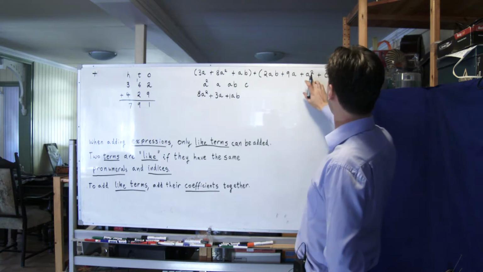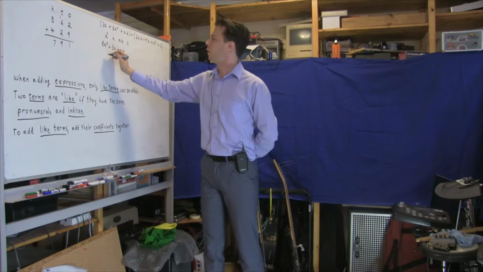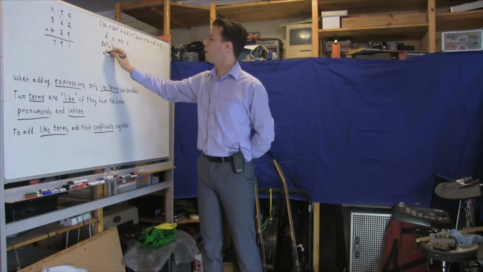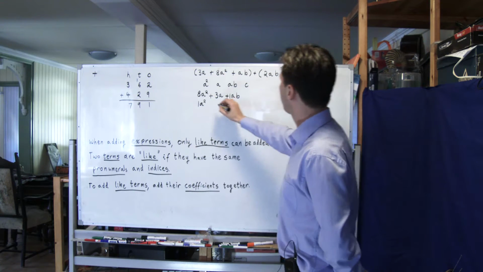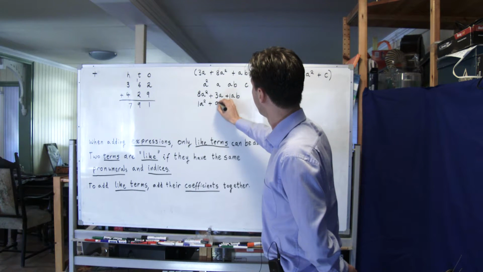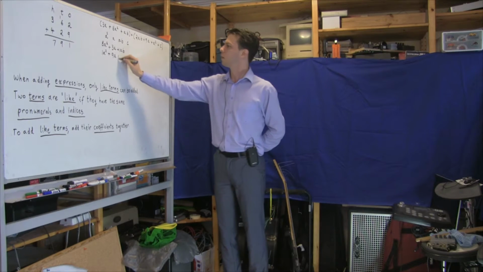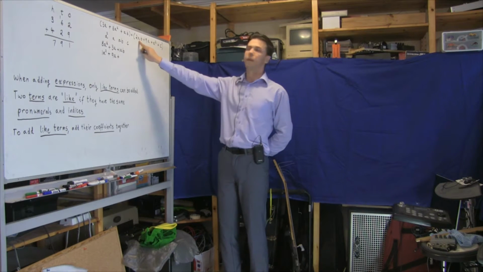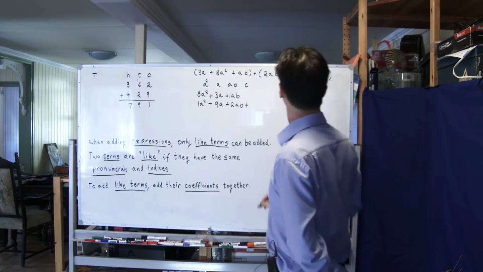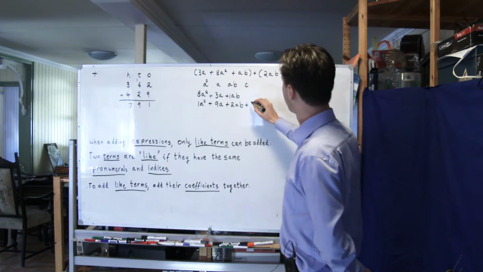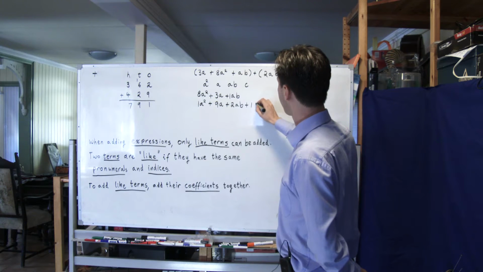The A squared term is A squared. And you can think of that like 1 times A squared. Then the A term is 9. Now the AB term is 2AB. And the C term is just C. Let's think of that like 1C.